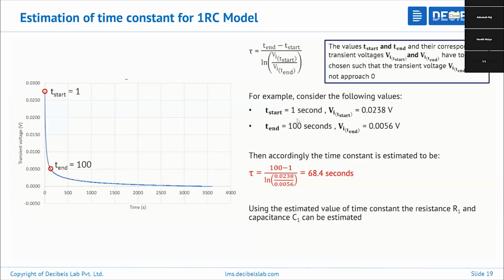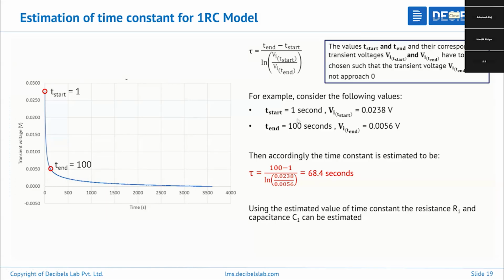So we have the TS stars, and we have associated voltages there. Based upon that, we can extract the transient. So here we got our time constant value as 68.4. Again, one thing I want to put stress on.